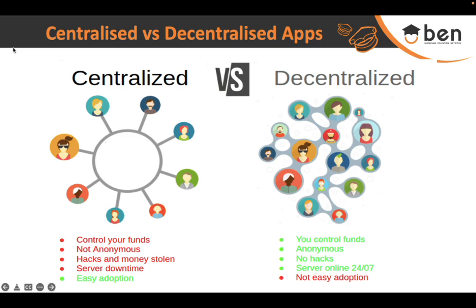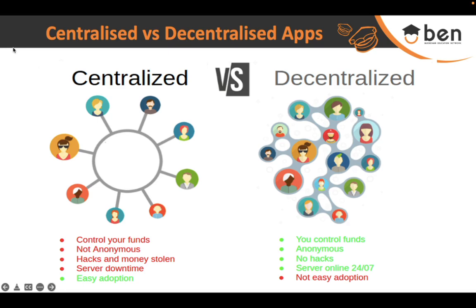In centralized applications, there's a central organization which controls your funds, and it's not anonymous, because we know that Facebook data is handled by the Facebook organization, so there's no anonymity. There are multiple hacks and money is stolen because there is a central repository where all the data is kept, so it's difficult to provide security to that. There is server downtime depending upon the load, but the adoption is easy because it's a simpler model to implement.